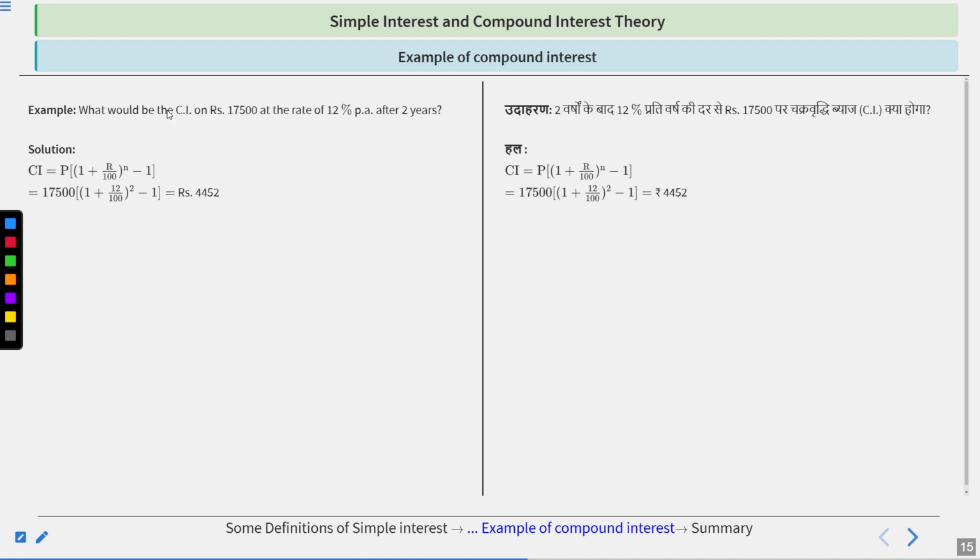Next example says: what would be the compound interest on rupees 17,500 at the rate of 12% per annum after 2 years? So we know the formula of amount equals P(1 plus R upon 100) to the power n. For calculating compound interest, we just subtract the principal from the amount. So the formula for compound interest becomes P[(1 plus R upon 100) to the power n minus 1]. We just put these values in this equation and directly calculate the compound interest. 17,500 [(1 plus 12 upon 100) square minus 1], which is 4,452.